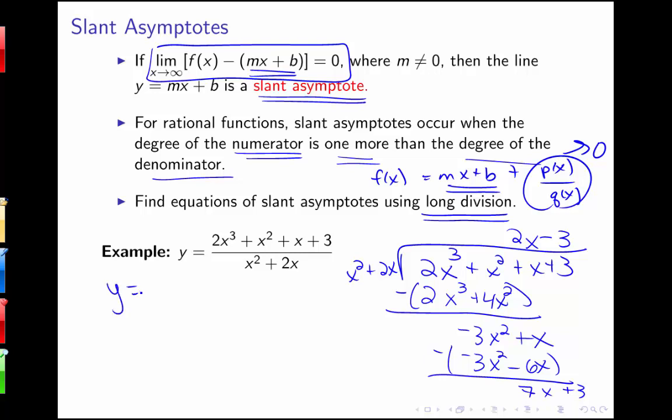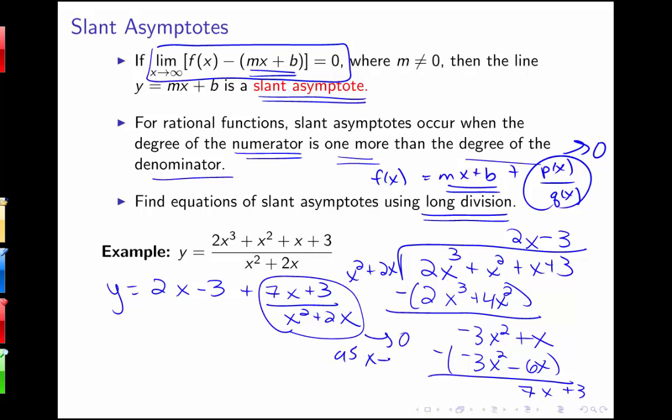So I've been able to rewrite this function here as 2x minus 3 plus 7x plus 3 all over x squared plus 2x. So that's my remainder term. Since this term is going to 0 as x goes to infinity, this is my slant asymptote. So my slant asymptote is y equals 2x minus 3.